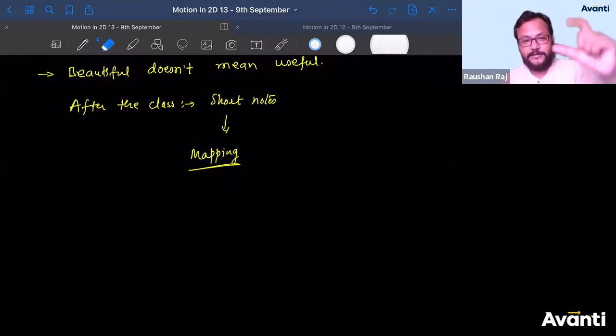Once you know that, write everything in terms of flowchart mapping or mind mapping and all. Don't use multiple colors, that will waste your time. Don't use highlighters. All of these will come under beautification.